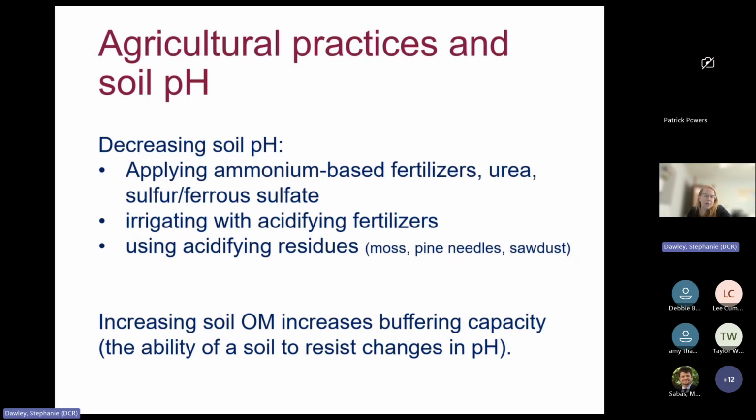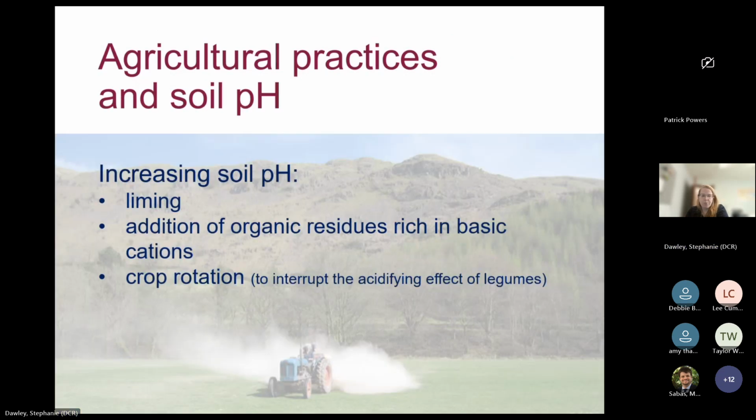Increasing soil organic matter can increase the buffer capacity, which allows more wiggle room, I guess, before your pH would be affected. So the more organic matter you have, the more potentially stable your pH could be. So how do we go about increasing this low pH that we naturally have in Virginia? We can do it through liming, additions of organic residues in basic cations, or crop rotations to interrupt the acidifying effects of legumes.